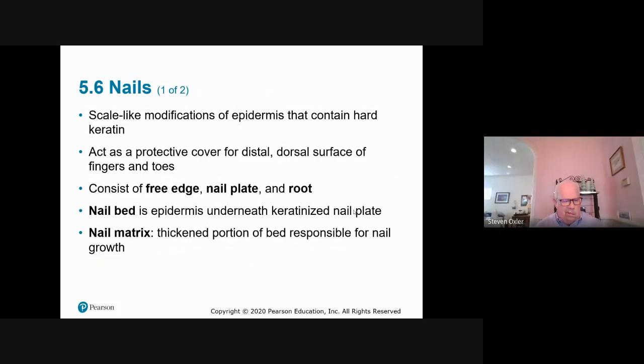We leave hair and we go to nails. There are certain things about the nail I would like for you to know. Okay? And these things are in big, black, bold letters. The free edge, the nail plate, the root, the nail bed, and the nail matrix. The nail matrix is important because this is where the nail grows from.